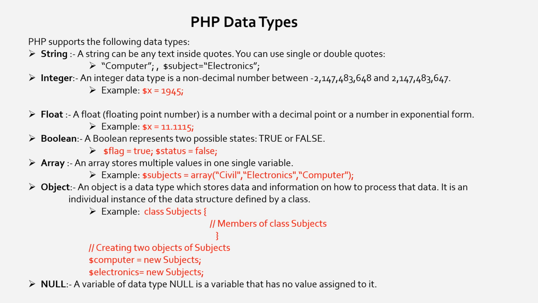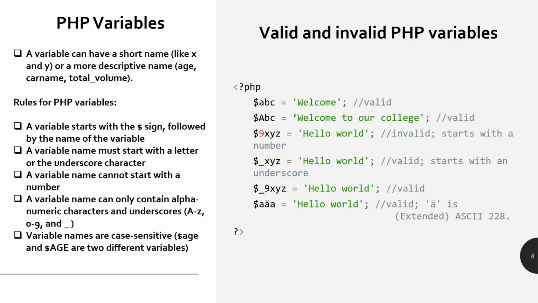Another one, or we can say the last one, is null. A variable of data type null is a variable that has no value assigned to it. While programming it is useful. So this is about the data types in PHP. Now we are going to discuss the PHP variables.